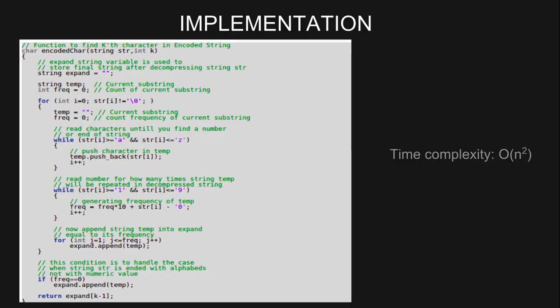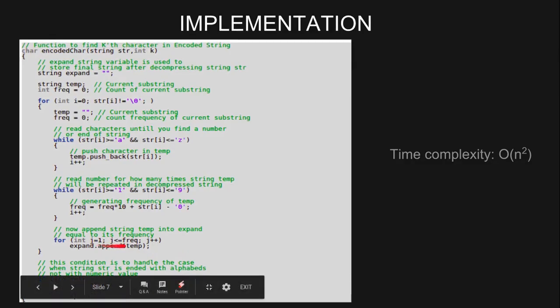frequency = frequency * 10 + (str[i] - '0') generates the required frequency even if the frequency is of more than one digit. Now append the string temp into expand equal to its frequency number of times. This way our string expand, the decrypted string, is filled.